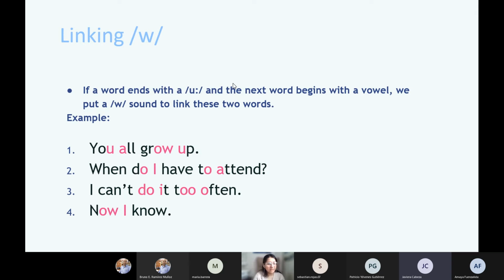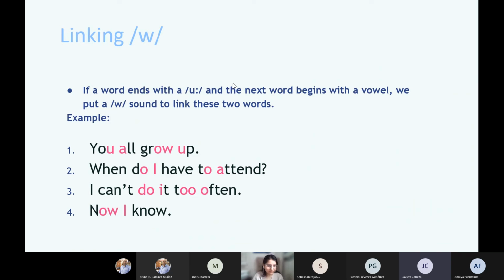And number 4 says: now I know. Now I know. I don't know if you could notice that in now I, do I, do it, and too often, there is a linking W sound. It's not do I, it's do-w-I, and it's not to attend, it's to-w-attend.